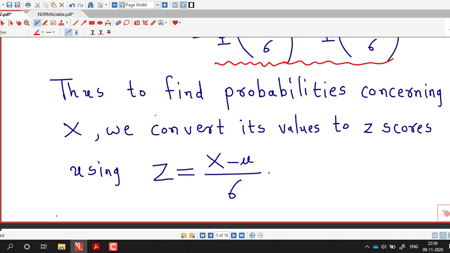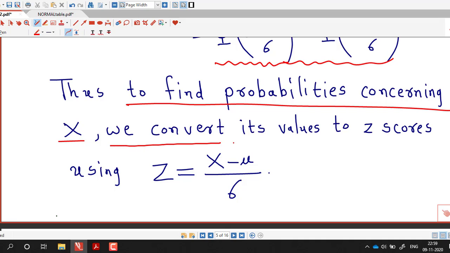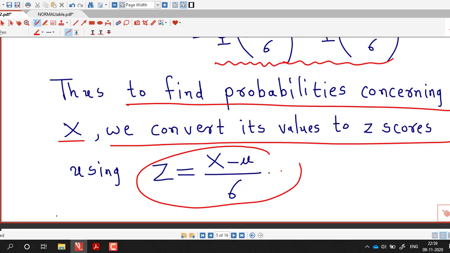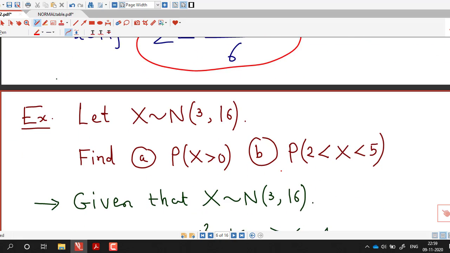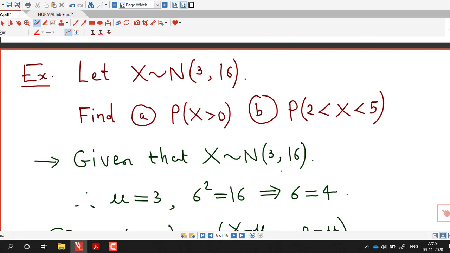So to find probabilities concerning normal random variable x, we convert its values to z scores using z equal to x minus mu over sigma. We consider one example for determining normal probabilities using the standard normal table. Suppose x is a normal random variable with parameters 3 and 16. Find the probability that capital X is positive, and the probability that capital X lies in the interval 2 to 5.